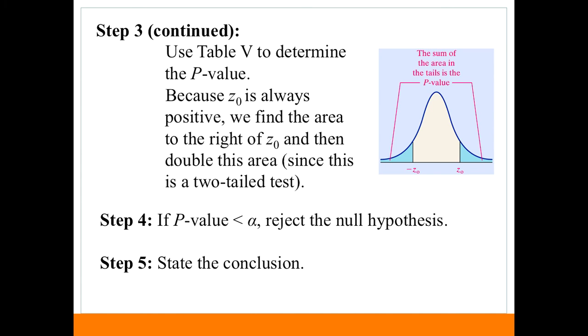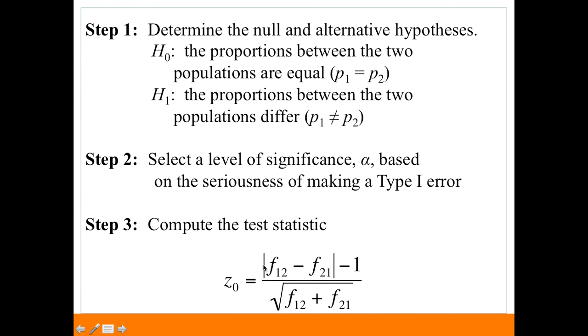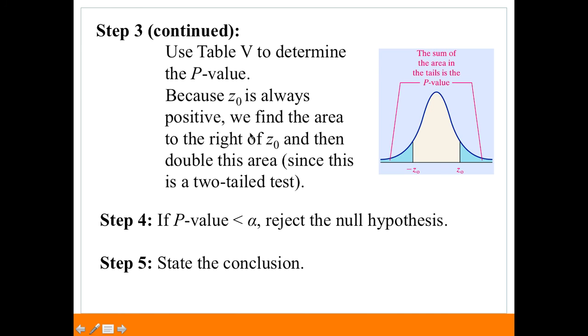Now, our z statistic, our test statistic in this case, is always going to be positive because in our numerator we have an absolute value, and in our denominator we have a square root. So we're dividing a positive number by a positive number. We find the area to the right of z0, which is 1 minus our table value, and then we double this area because we're talking about a two-tailed test. We'll look at an example with actual numbers in just a second.